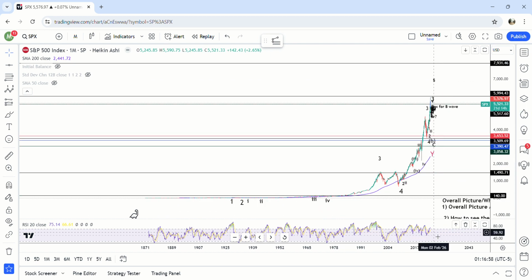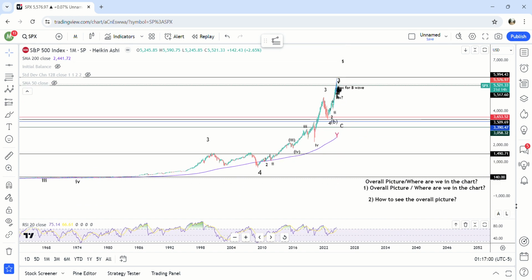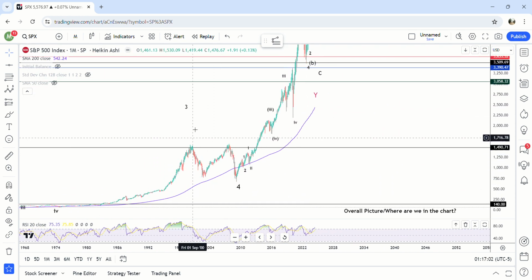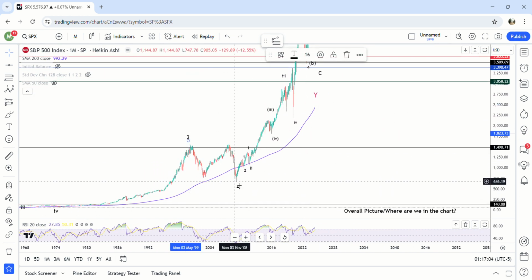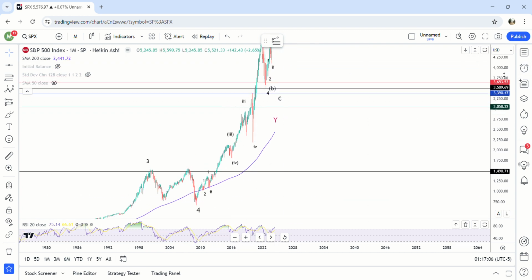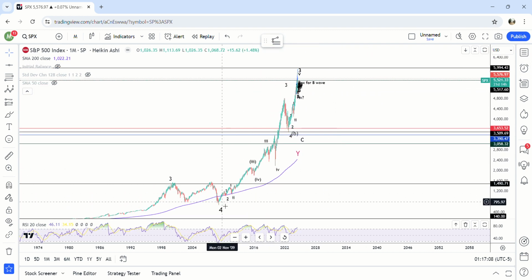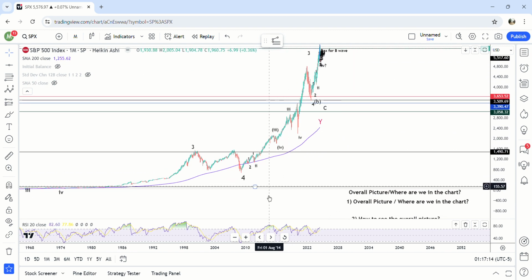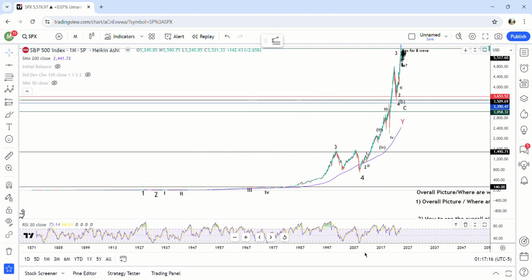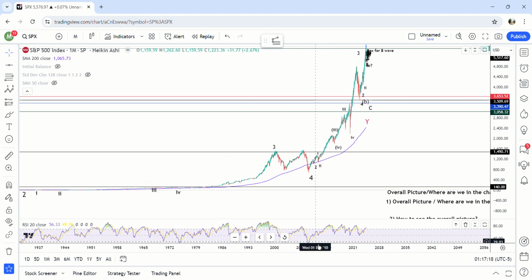Completely different chart. Now you have the great financial crisis down here, and then this huge melt up. It looks like this is like a huge third wave or something. It just completely changes the chart, and it's way harder to chart. Doesn't make any sense to me.